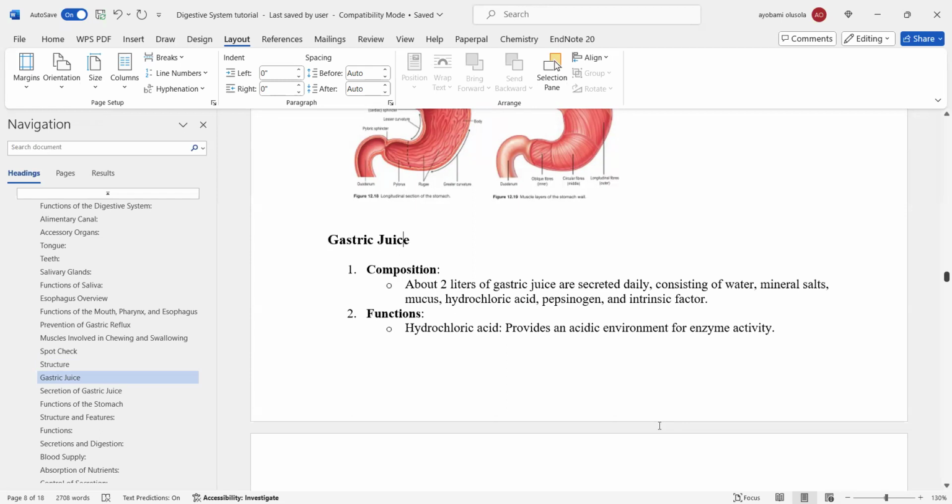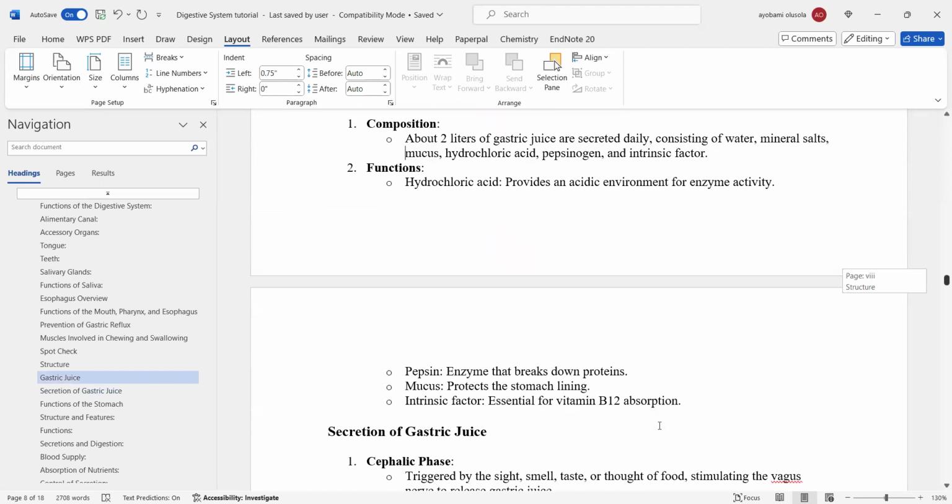What are the functions? Hydrochloric acid provides the acidic environment for enzyme activity. Then we have pepsin. Pepsin is the enzyme that breaks down proteins. Mucus protects the stomach lining, while intrinsic factor is essential for vitamin B12 absorption.